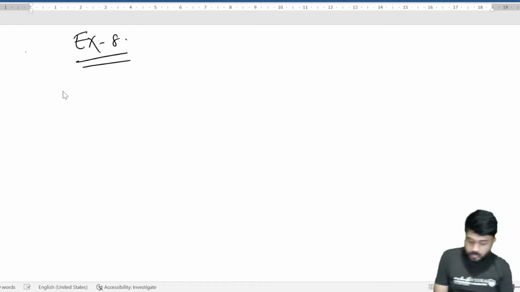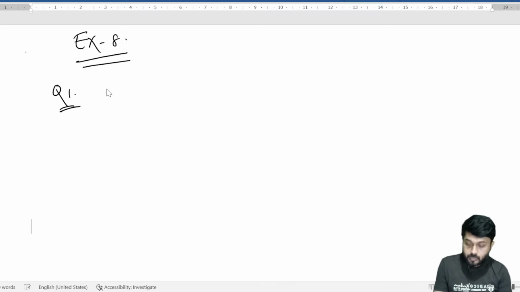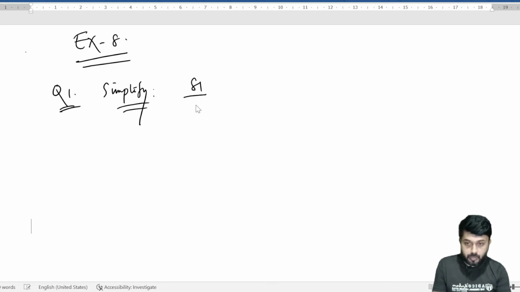Exercise 8. The first sum I want to do is question number 1. Simplify: 81 by 16 whole to the power minus 3 by 4.